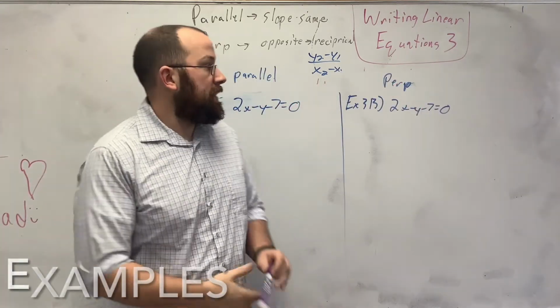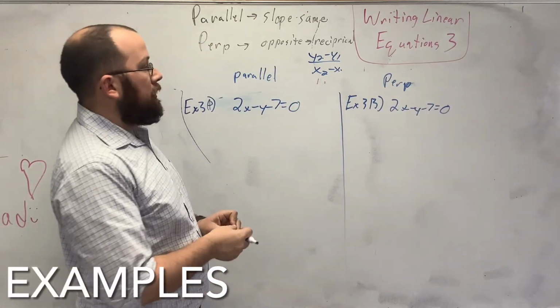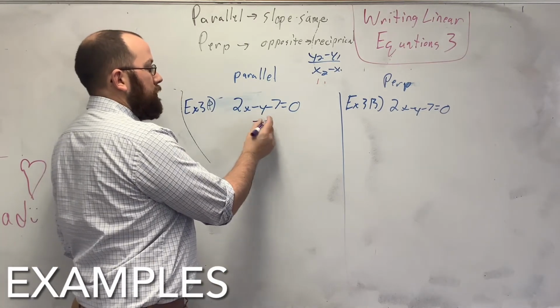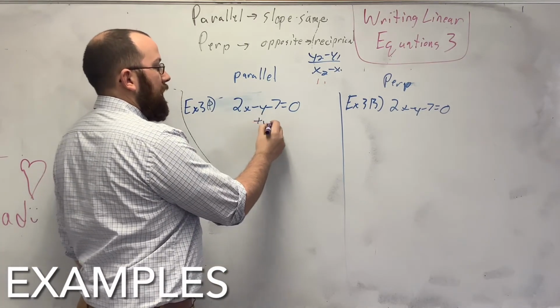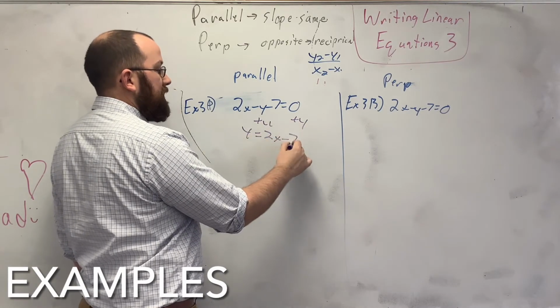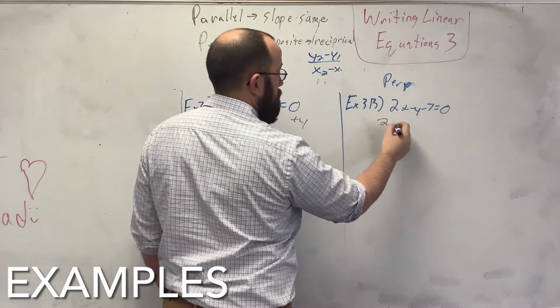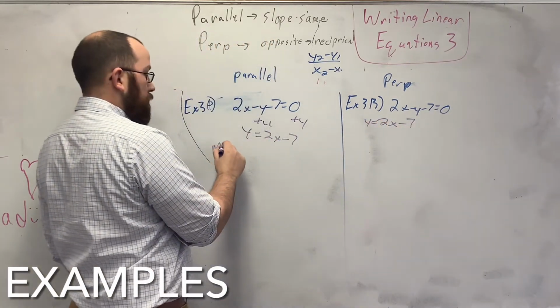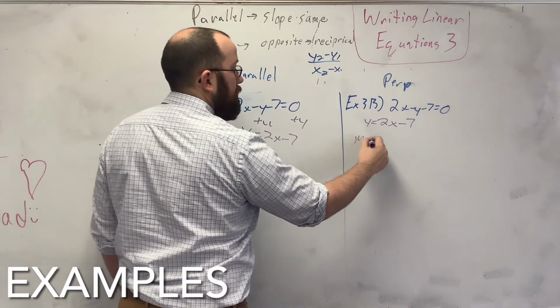All right, this is the last example. And we're going to do it parallel and perpendicular. I'm going to go through it a little bit faster. So I have to solve it. So I'm just going to add y to both sides to make it quick. So y equals 2x minus 7. Do the same thing over here. My slope is 2.